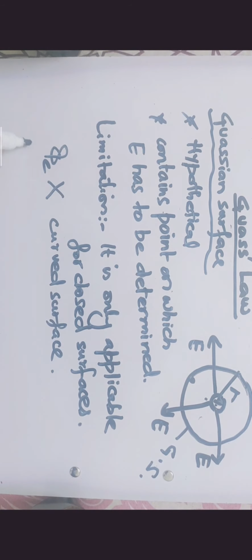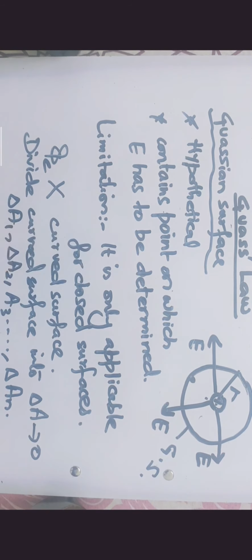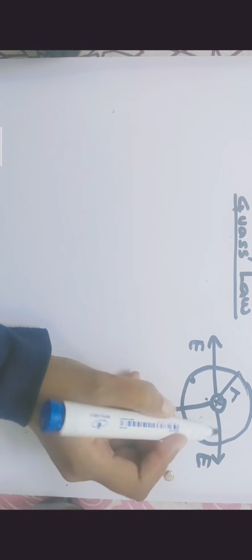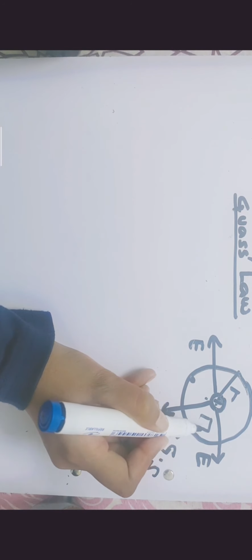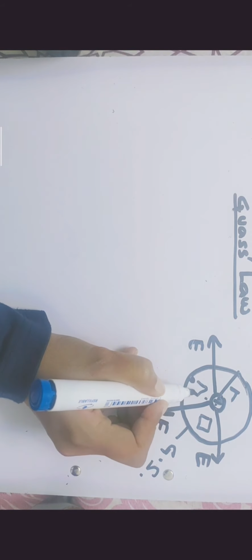In a figure like this, with a spherical Gaussian surface, we have to divide the curved surface into a number of small patches, that is, small areas like delta A1, delta A2, delta A3, and so on, as we did in earlier topics. By this method we have divided the whole area into small delta areas, and for every delta A the limit approaches zero, so it is taken very small.